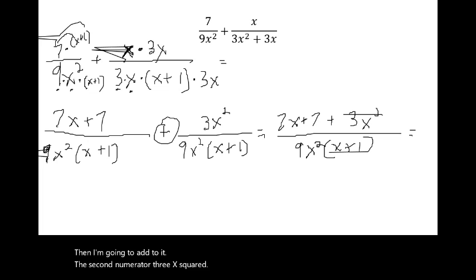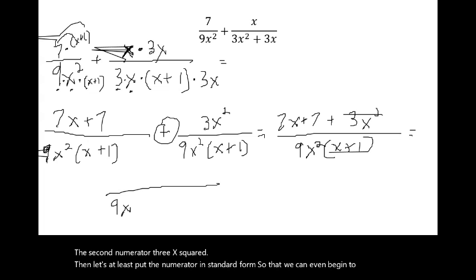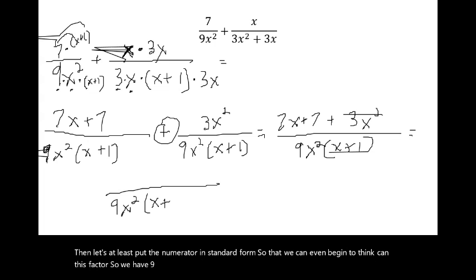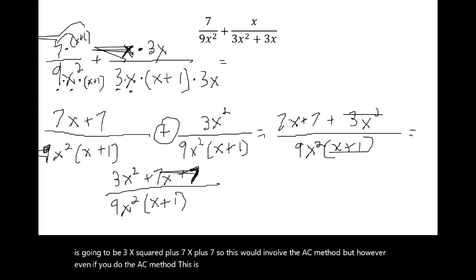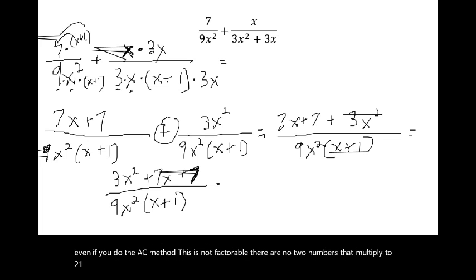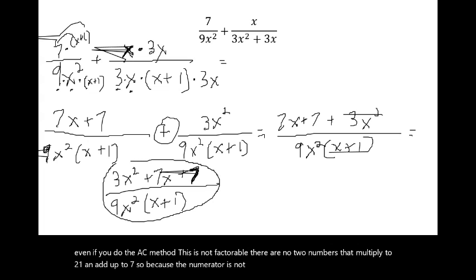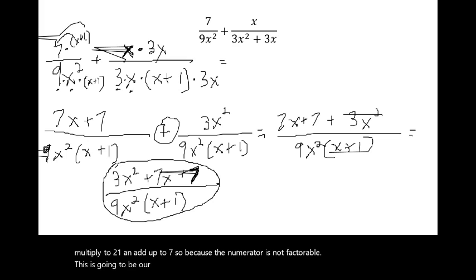Then let's at least put the numerator in standard form so that we can even begin to think, can this factor? So we have 9x squared times x plus 1 in the denominator. And then the numerator is going to be 3x squared plus 7x plus 7. So this would involve the AC method, but however, even if you do the AC method, this is not factorable. There are no two numbers that multiply to 21 and add up to 7. So because the numerator is not factorable, this is going to be our final answer.